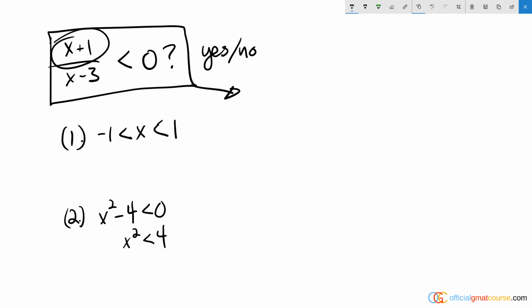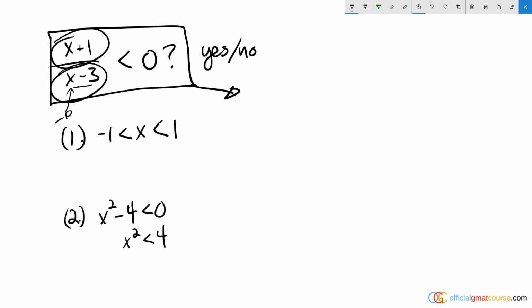This top part here, x plus 1, is always going to be greater than this bottom part here, x minus 3. The top will always be 4 greater than the bottom. For example, if x is 5, the bottom is going to be 2 and the top is going to be 6. So the top is 4 greater than the bottom. And even if we throw negative numbers in, like negative 10 for x, I'll get negative 9 on top and negative 13 on the bottom. And so I will always have a difference of 4 between the top and the bottom, and the top's always going to be bigger.